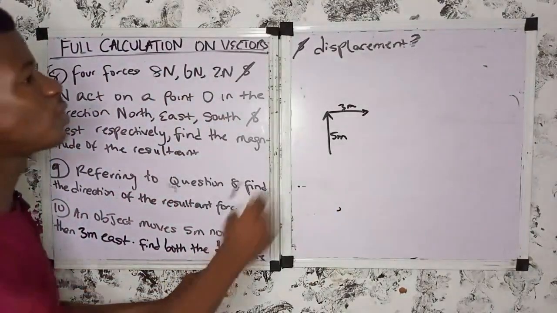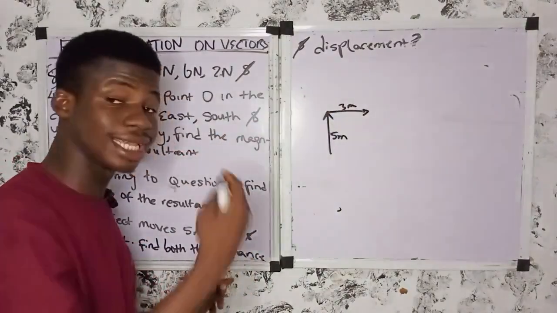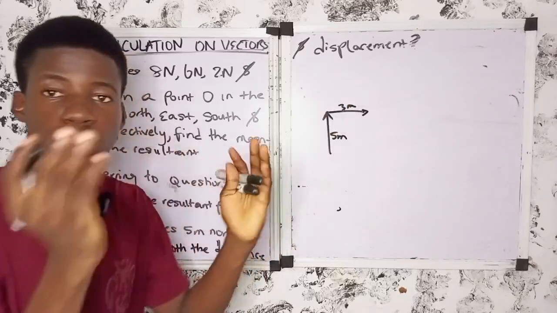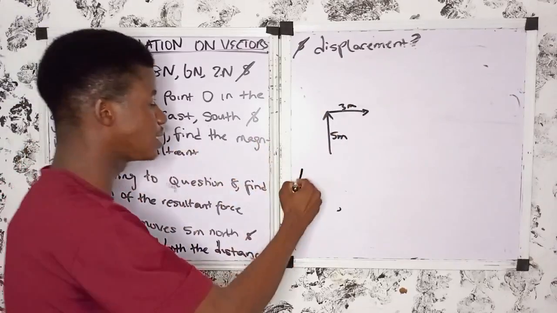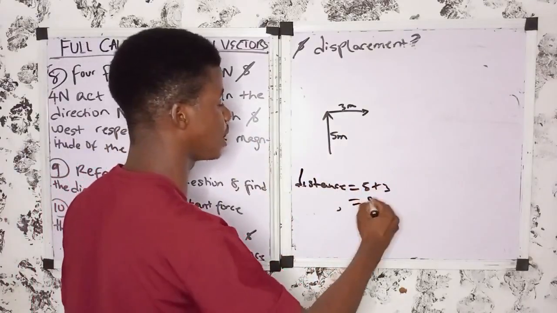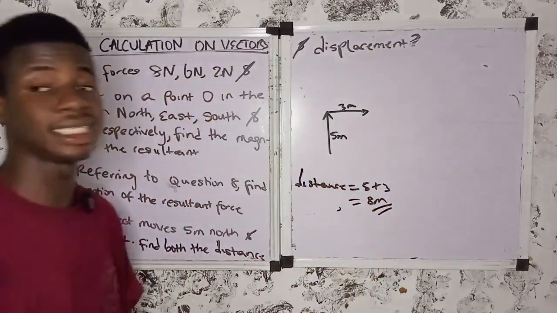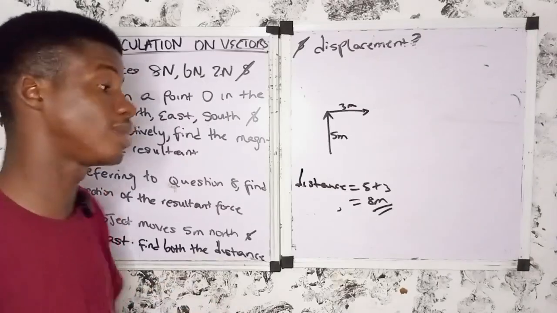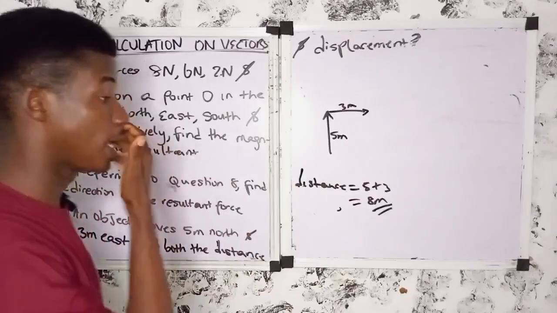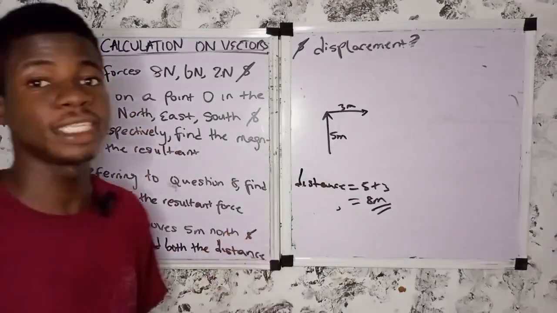Then just look for the distance and the displacement. Since distance is a scalar quantity, we just need to add up these two. So our distance will be equal to 5 plus 3, which is equal to 8 meter. Distance is a scalar quantity, so the distance traveled by that object is 8 meter.